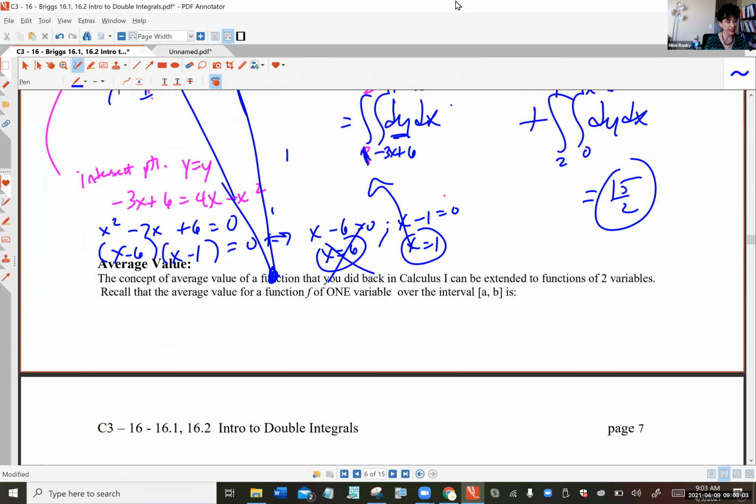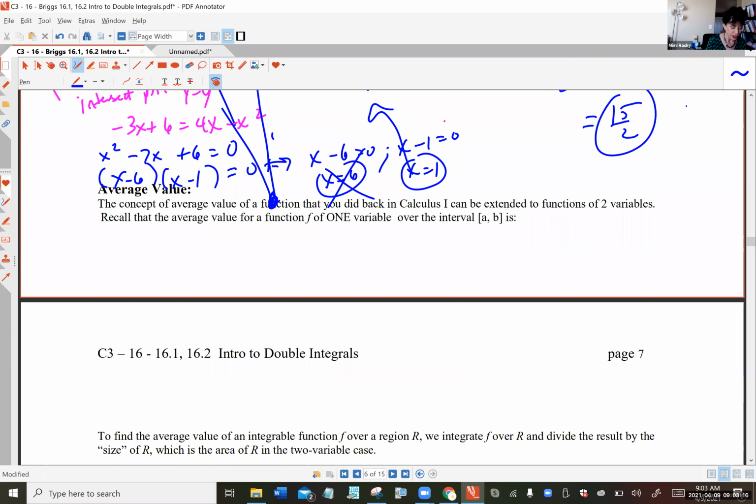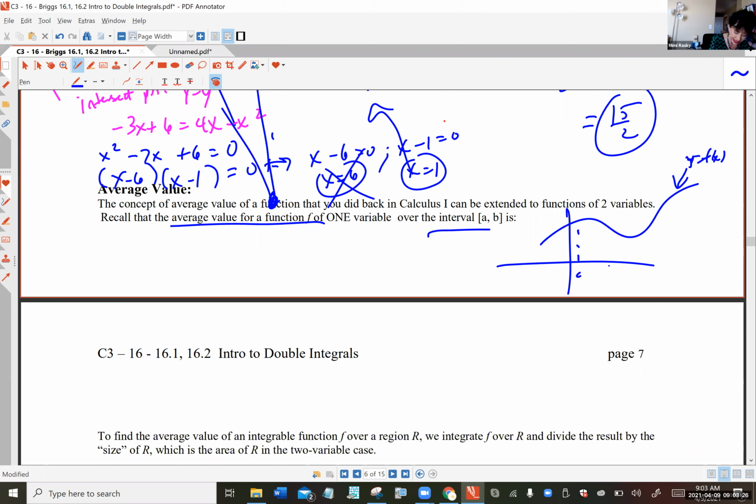So now let's discuss average value. What is average value? It's the average that a function takes on whatever you're integrating over. So let's do a review. In Calculus 1, you learn the average value of f over some interval. So I'm just going to give you a little picture here. Let's say here's your graph of your function f, y equals f of x, and over this region a to b, you want the average value that f of x takes on.